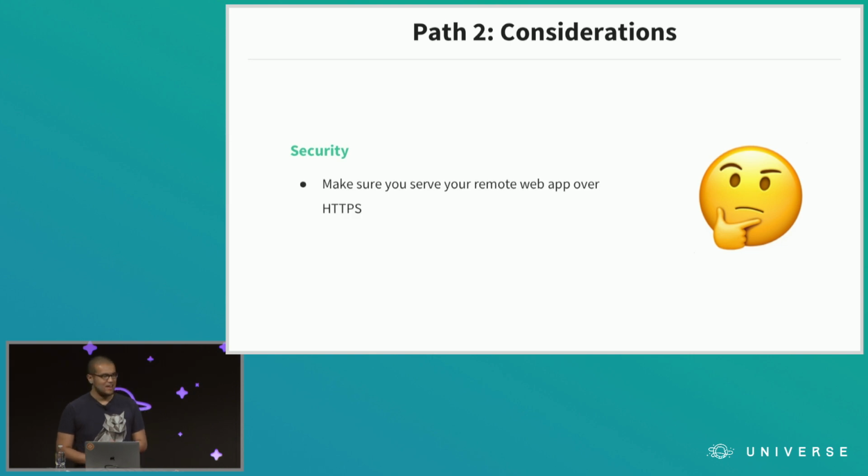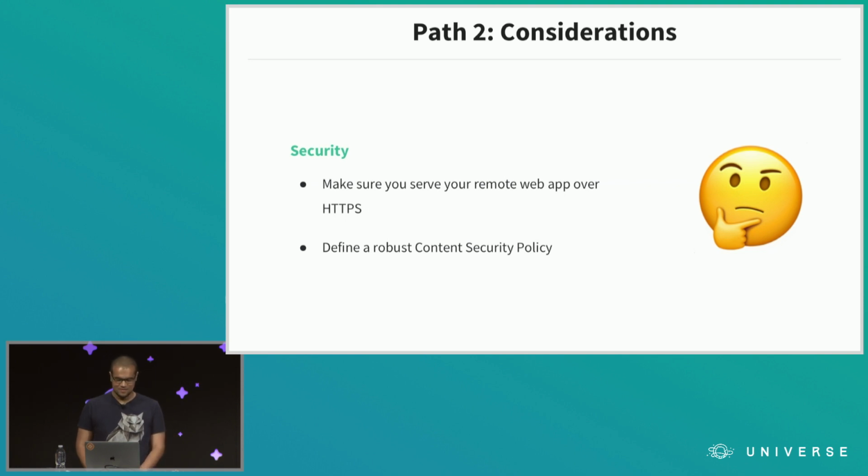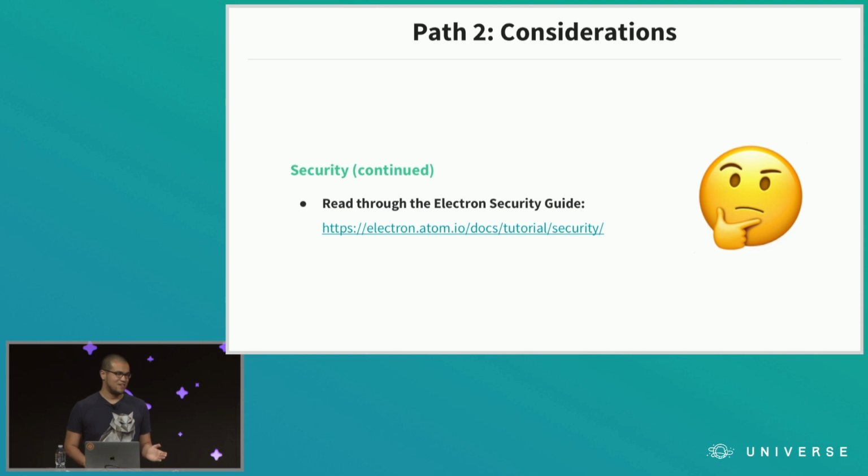Other things to consider. Please make sure that you serve your remote web app over HTTPS. Otherwise, there's really no point. Also, it's really helpful to define a robust content security policy so that you can't easily violate cross-origin resource sharing policies and stuff like that. And also very helpful is to read through the entire Electron security guide. There are a lot of great tips in there that will help you around some of these issues and help you achieve full node context isolation.